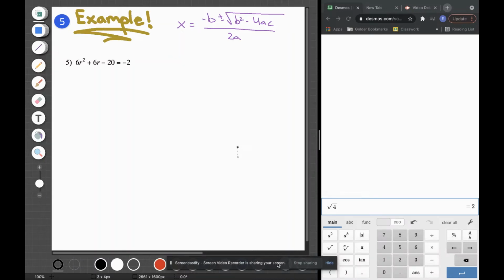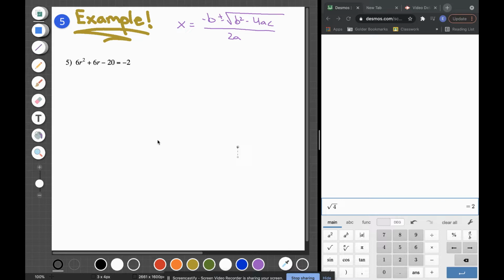All right, guys, you should be excited because we are on the last problem of the year. And so this is another solving quadratics problem. Okay, we have r's, we need to get r by itself. So the question is, is this a simple or a complex?